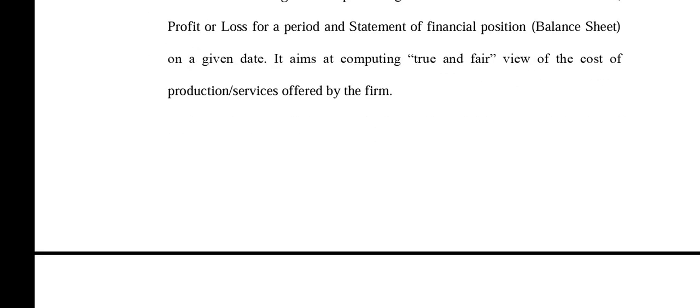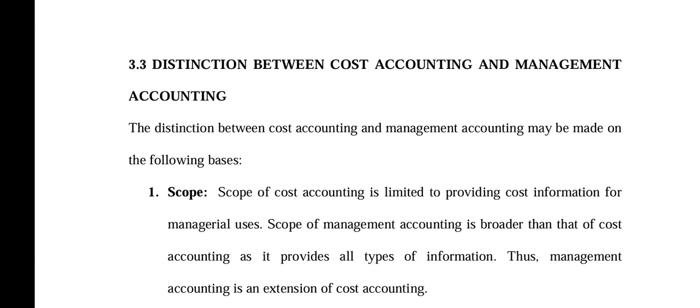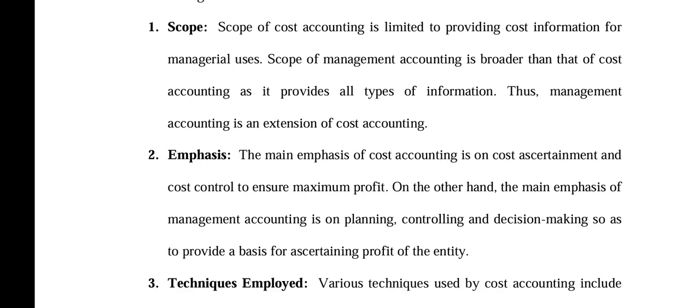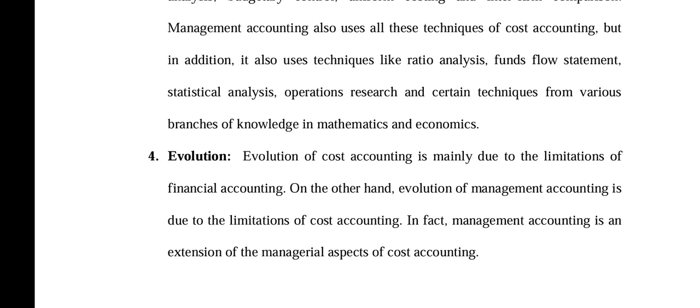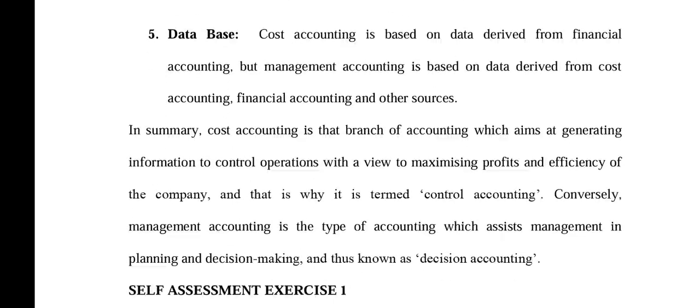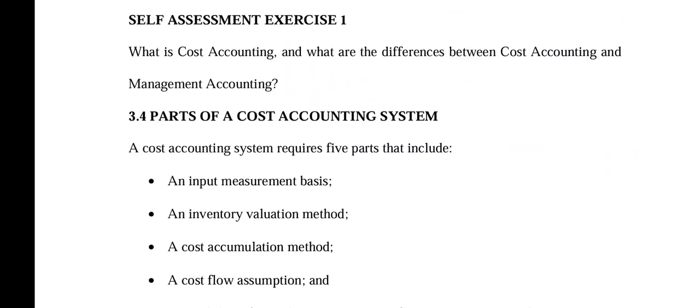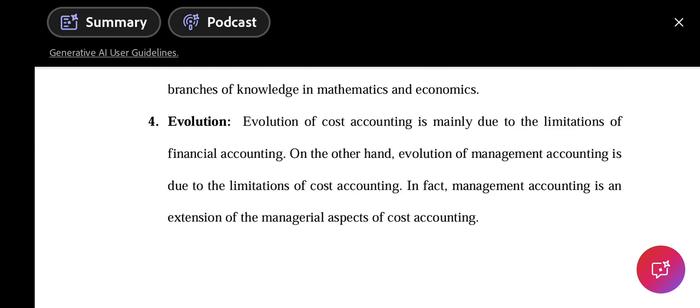So moving down, we have distinction. The other one we checked is comparison. Here now, what is a distinction? Distinction means the difference between what? Cost accounting and management accounting. Here we are going to look at scope, emphasis, the techniques that are being employed, the evolution. Then we have the database. So the first one is the scope.